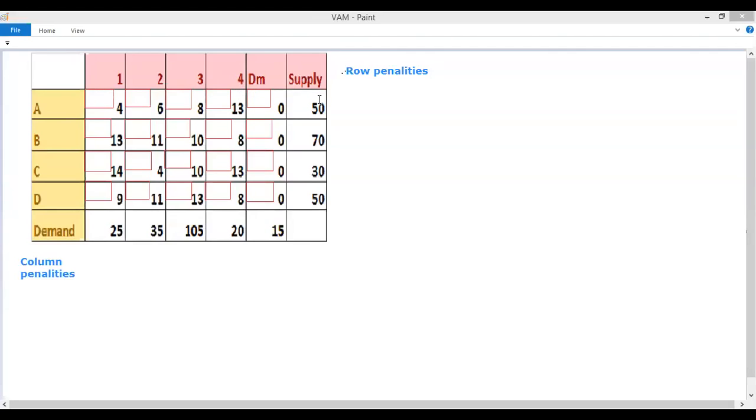Once we have inserted a dummy column, we have to compute the initial basic feasible solution by using the Vogel approximation method. In the Vogel approximation method, to find the initial solution, we have to compute row penalties and column penalties. That is the first step. If I want to allocate resources to a cell, I have to compute a row penalty and column penalty. So let us compute these penalties.